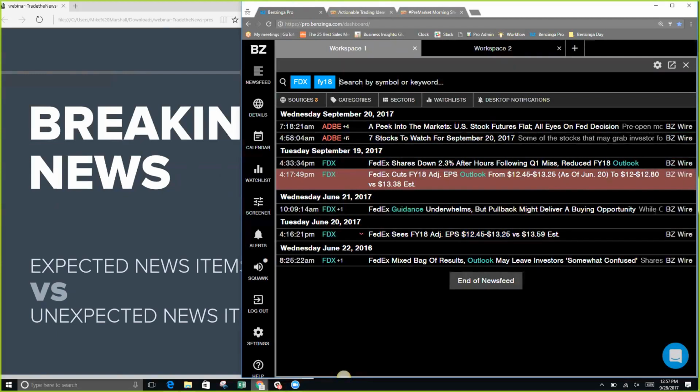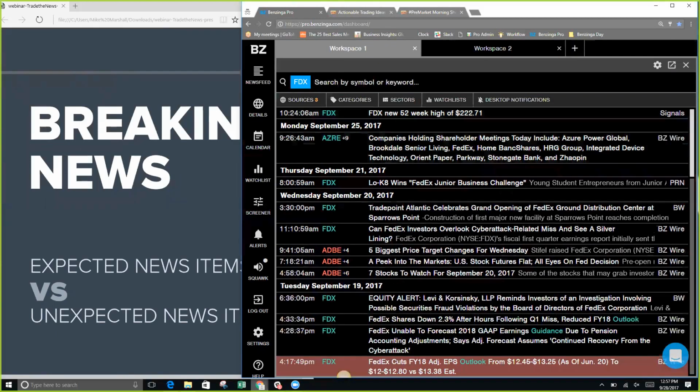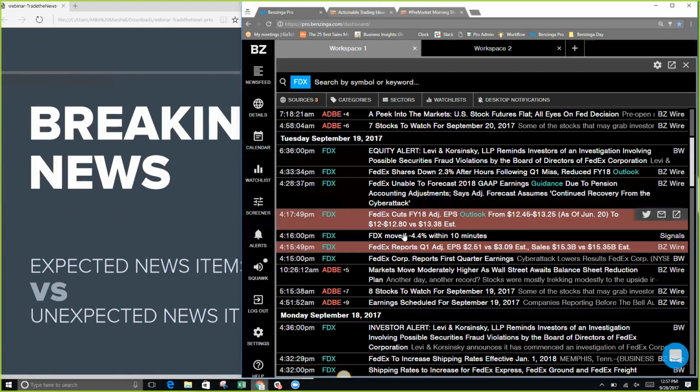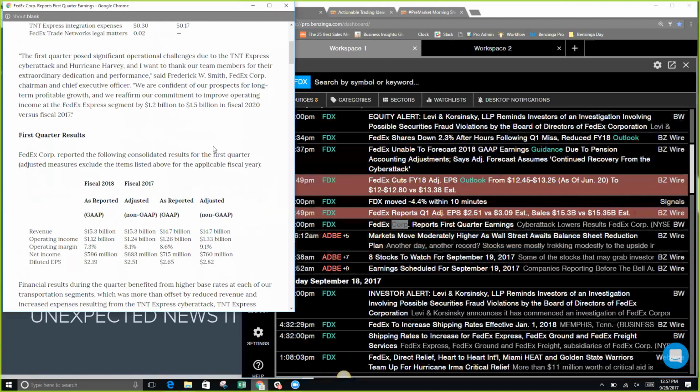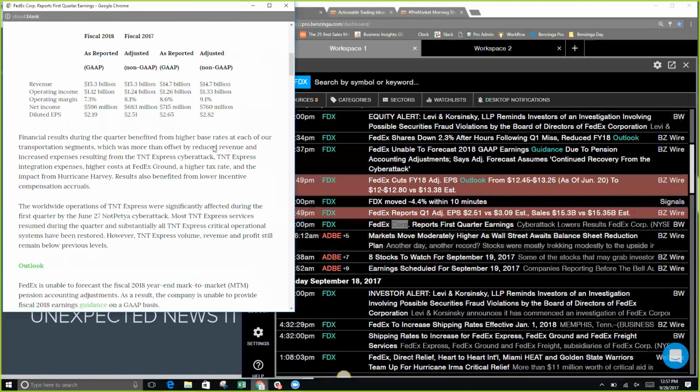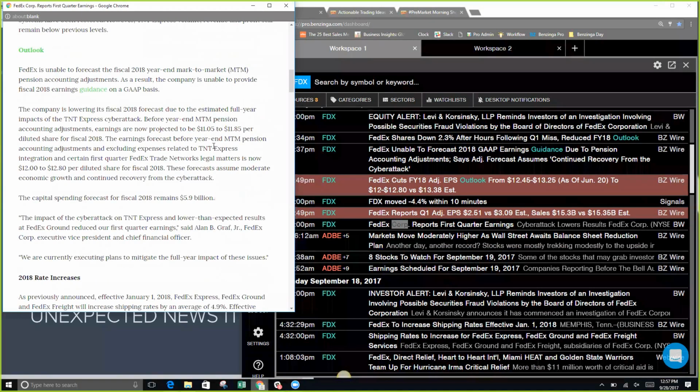And now what we can do is we can see that press release that just came out. Scroll down just a little more, and it is right there. Click that. And we see that from $12.45 to $13.25, it is down to $12 to $12.80. So from where they were just 4 months ago, some things must have dramatically changed, right? Yes, exactly.